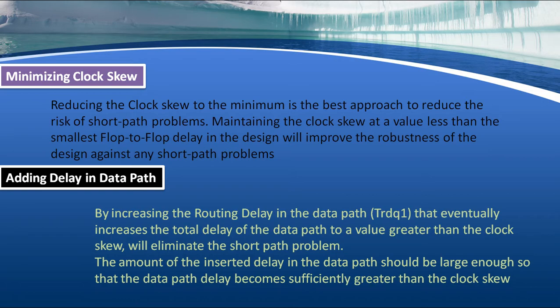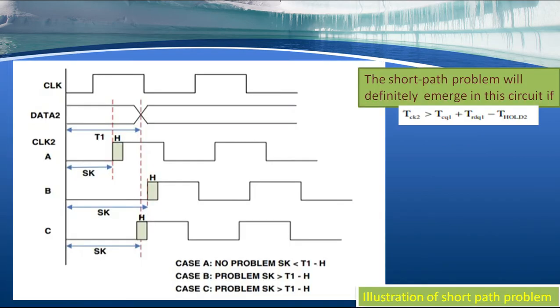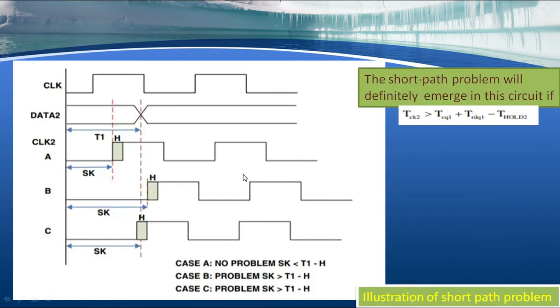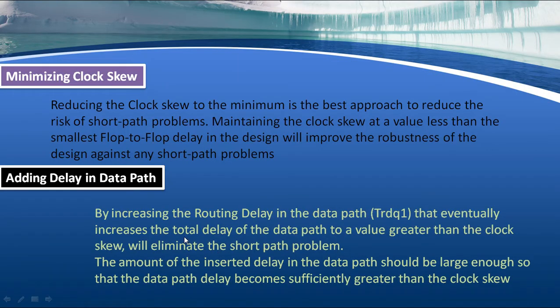Adding delay in data path. First, how do we do that? We will add the delay by increasing the routing delay in the data path. This is the data path from Q to D, the propagation delay, that eventually increases the total delay of the data path to be greater than the clock skew. This will eliminate the short path problem.